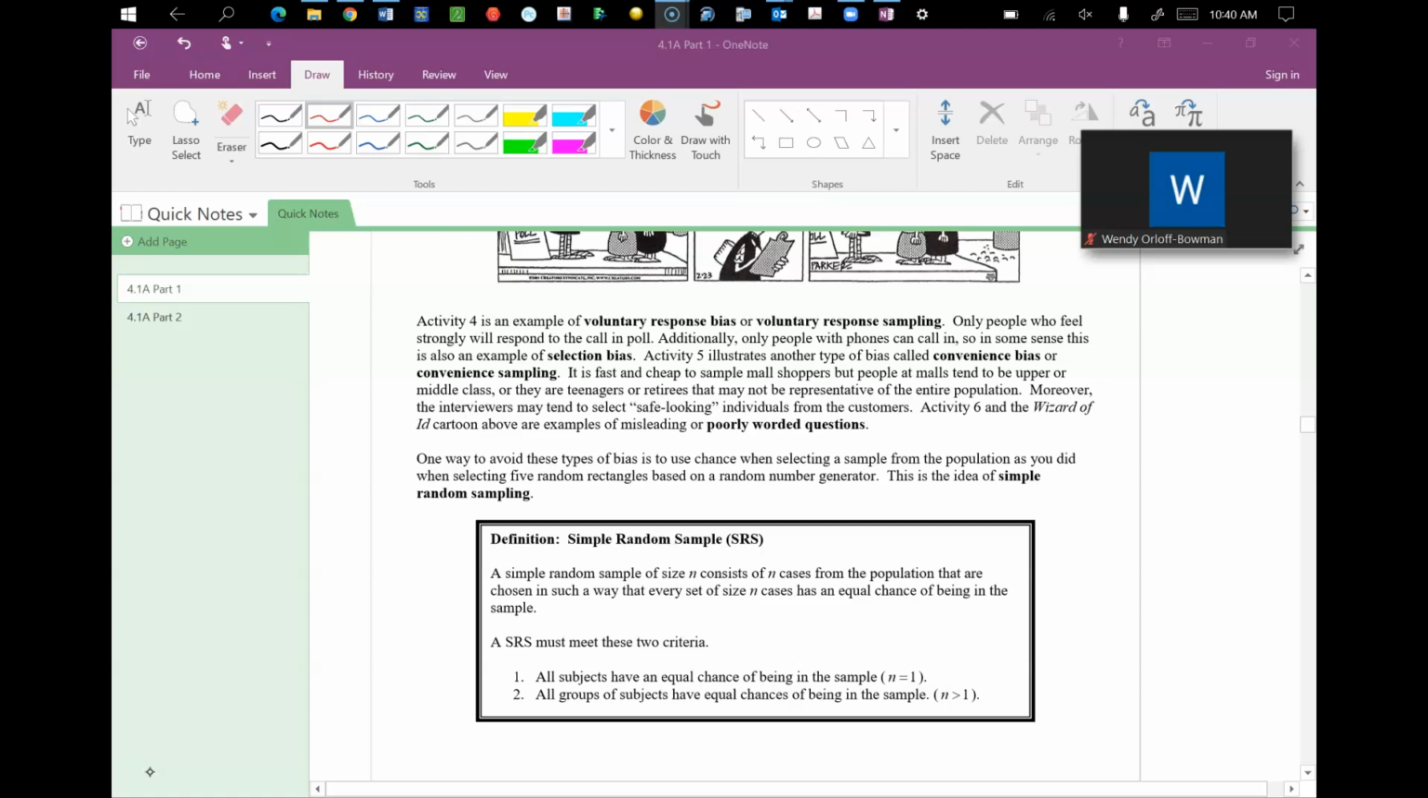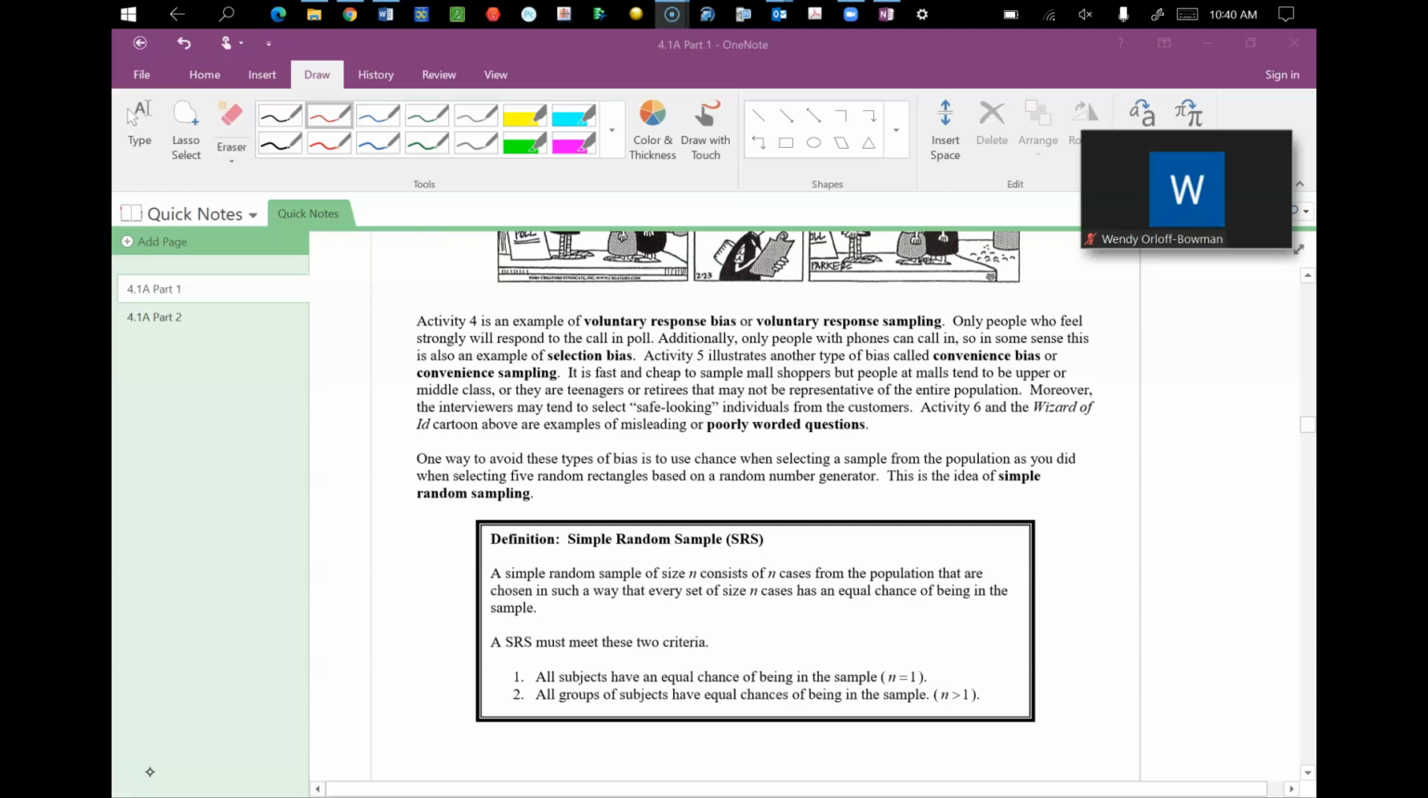Number one, all subjects have to have an equal chance of being selected. So each of the 100 rectangles had a 1 out of 100 chance of being selected. And all groups of subjects have to have an equal chance of being selected. In our example, we selected groups of size 5, and n, lowercase n, represents the sample size. So all groups of size 5 had to have an equal chance of being selected.